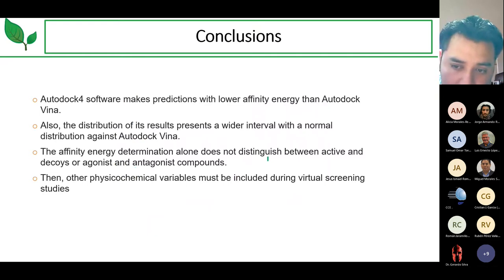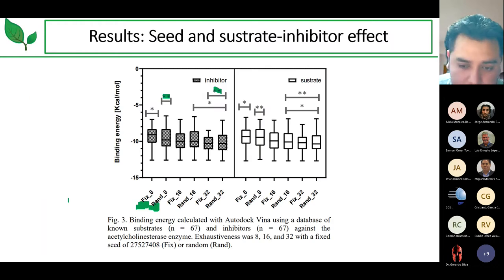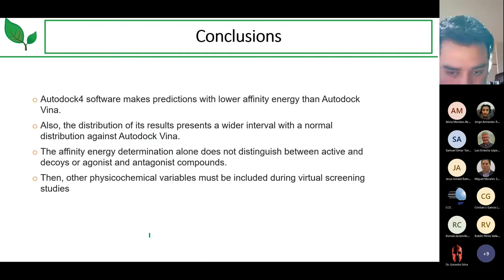The affinity energy determination alone does not distinguish between active or decoy, or agonist or antagonist compounds. We can search for the molecules with the best affinity energy, but in the experimental test we can't predict whether my compounds will have an agonist or antagonist effect. Then other physicochemical variables must be included during virtual screening studies, and this algorithm can be improved to distinguish whether we have an agonist or antagonist. This is an opportunity for computational and physics developers who can support drug discovery. This is all from me, and thank you for your attention.